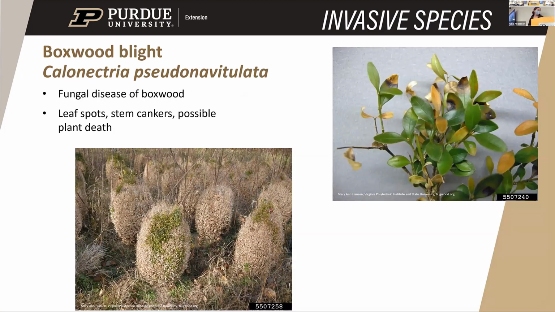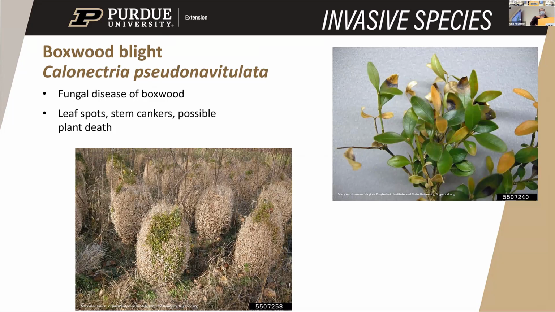Okay. The next one is boxwood blight. I know lots of people like their boxwoods. It's a fungal disease of the boxwoods. It was first reported in the United Kingdom in the 1990s. So it has been around for a while and it has spread to many parts of the world. It causes spots on the leaves, and will also cause defoliation and cankers on the stem. So if you're looking at the stem, it'll start to have these growths or openings on the stem that look like cankers.